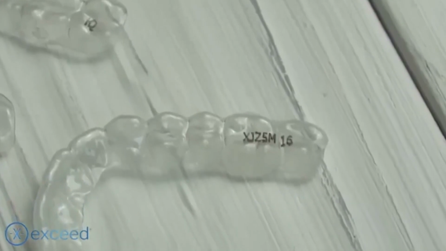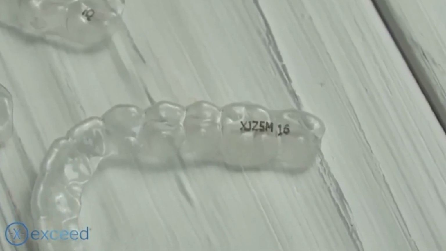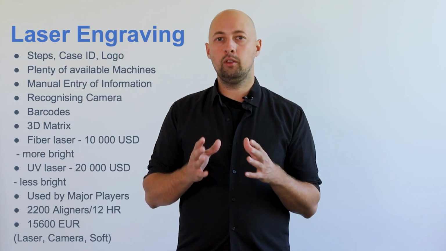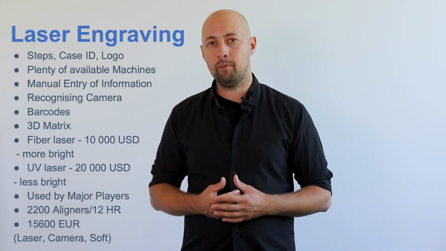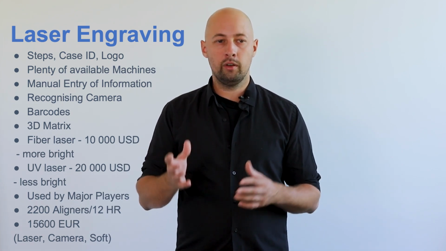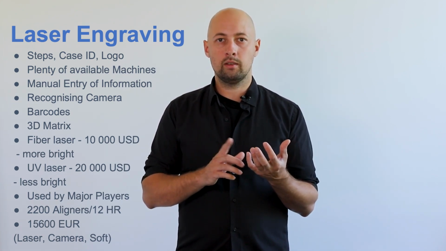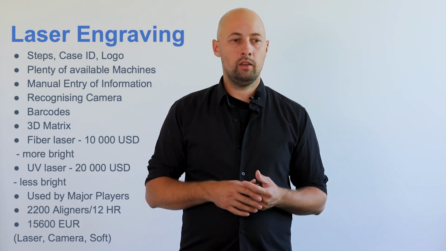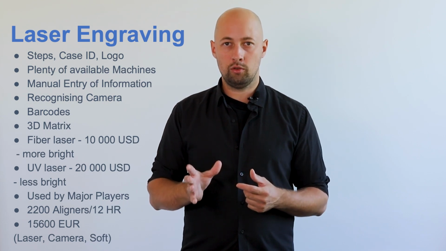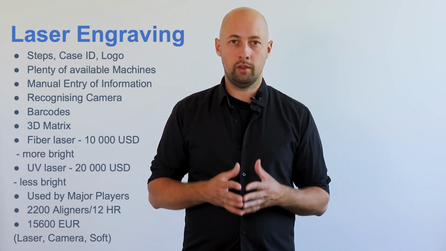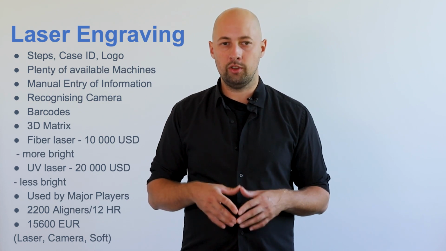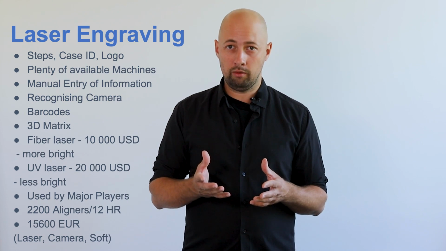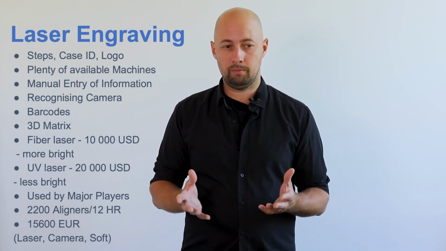When it comes to the information entry, we prefer using the 3D matrix. This is the 3D printed QR code that's being recognized by the camera, and the software sees the case number, the step number and the case ID right away. If you don't want to use the 3D matrix, you can also use barcodes, and you can also manually enter the information that you want to engrave. But this is not something we recommend, because every time you have something manual, you can have some mistakes.